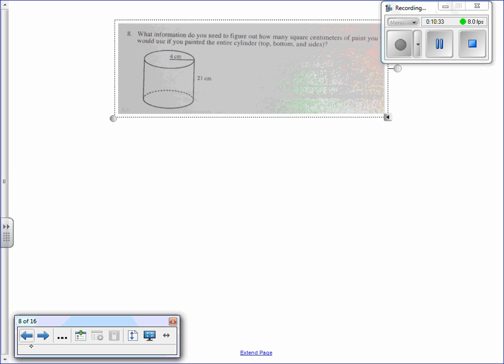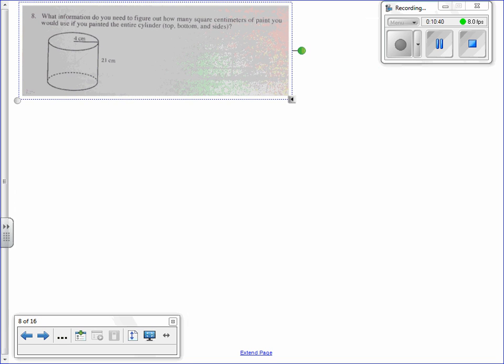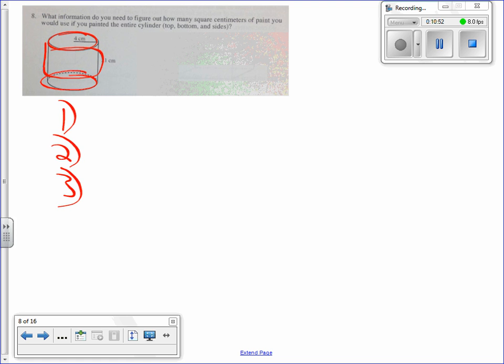Next problem. What information do you need to figure out how many square centimeters of paint you would use if you painted the entire cylinder? I told you guys you had to find the surface area. First off, how many faces do we have? We have 1, 2, 3. 2 of the faces are the same.